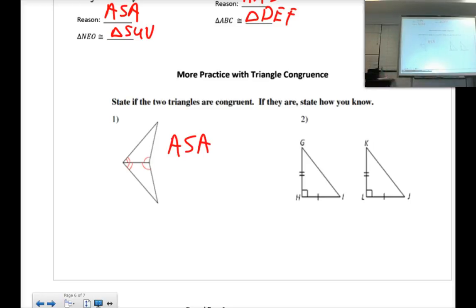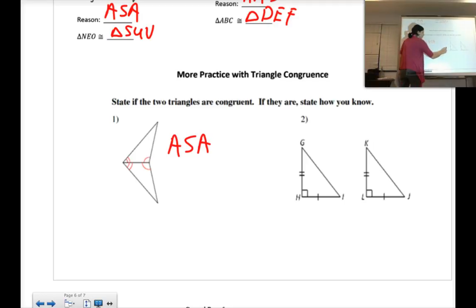Hypotenuse leg. HL. Knew I was going to get you guys. Okay, so first of all, for hypotenuse leg, I need a right triangle. Is this a right triangle? Yes. Okay, what needs to be congruent? One of the legs and the what's congruent in this picture?